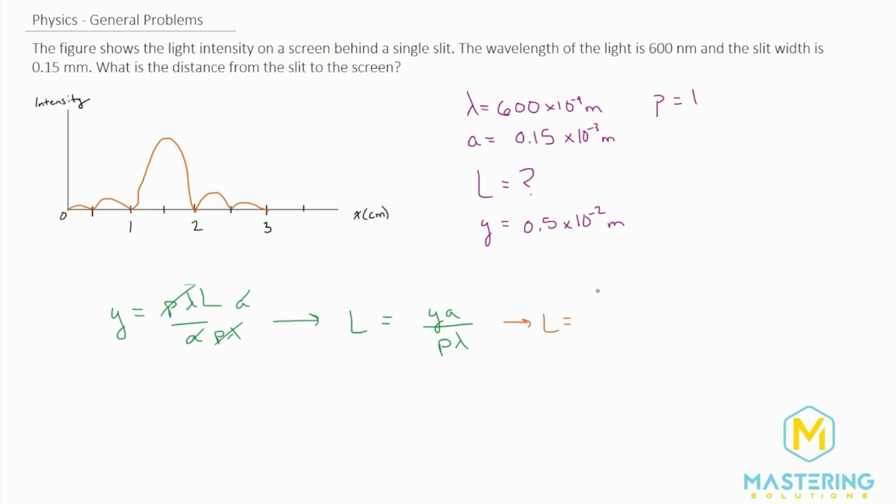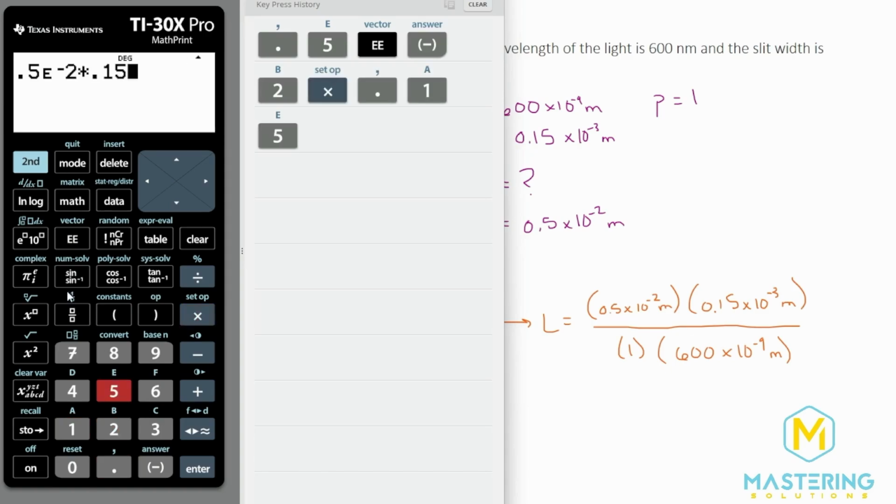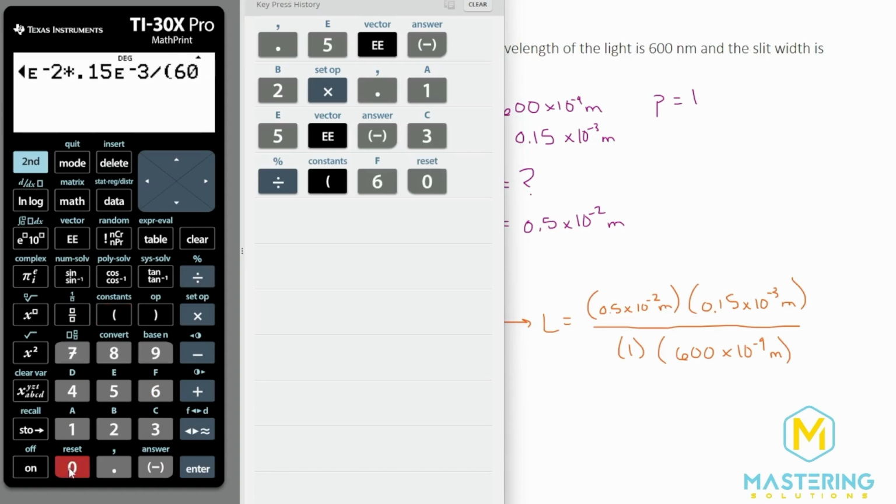So L is equal to Y, which we said is 0.5 times 10 to the negative 2 meters. A is 0.15 times 10 to the negative 3 meters for the slit width and the single slit. And then that's over P, which we said is 1, and lambda is 600 times 10 to the negative 9 meters. So we have 0.5 times 10 to the negative 2, and then that's times 0.15 times 10 to the negative 3. All that gets divided by 600 times 10 to the negative 9.